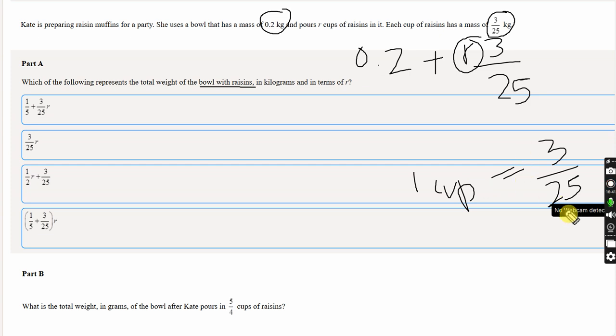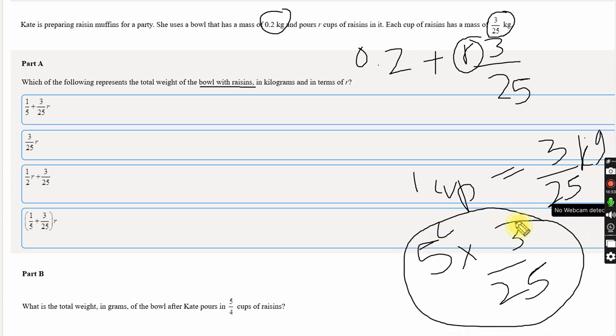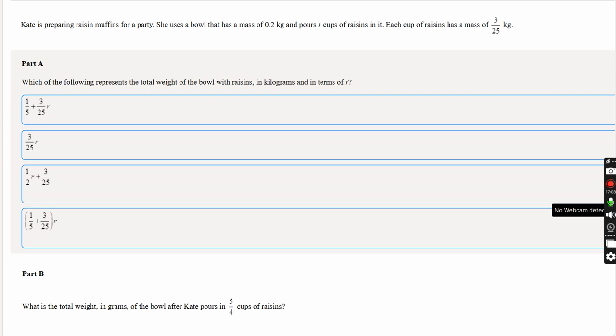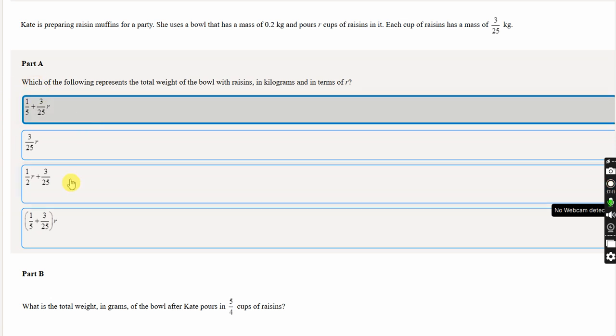So 1 cup is 3 over 25 kgs. So if she put 5 cups, you just multiply it by 3 over 25, and you can find out the weight of the total amount of raisins she put in the bowl. And you just add that to 0.2. So here, they've given you 5, but now they did not give you 5, they replaced that with the R. Okay, I hope you've understood this. So we just choose 0.2, what is 0.2? 0.2 is 1 over 5. 1 over 5 plus 3 over 25.